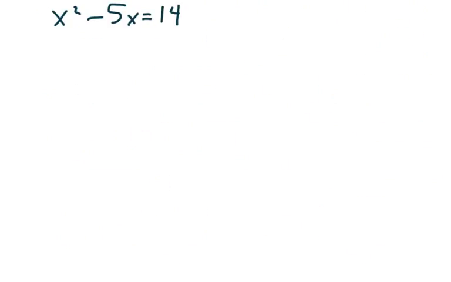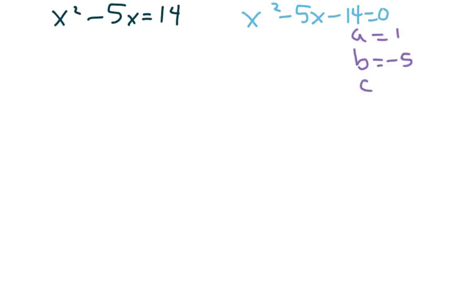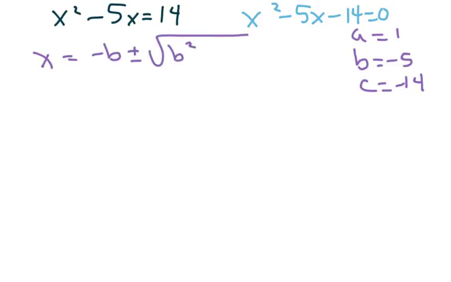Okay, the next one we have is this one. I'm going to rewrite it in proper form and set it to 0. That means y is 0. So x squared minus 5x minus 14 equals 0. In this case, my a equals 1, b equals negative 5, and c equals negative 14. So my formula is x equals negative b plus or minus the square root of b squared minus 4ac all over 2a. Now, I'm going to take care of this part first, just so I don't get confused.